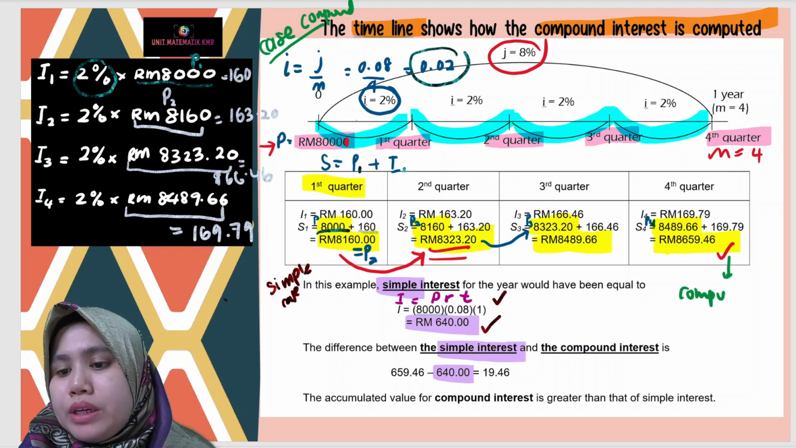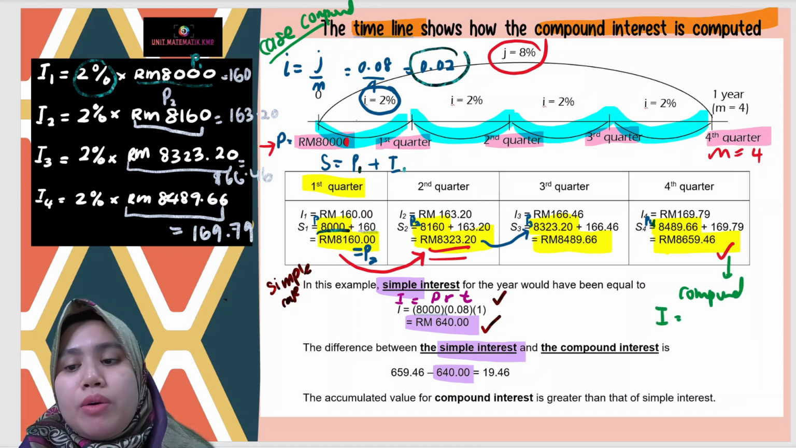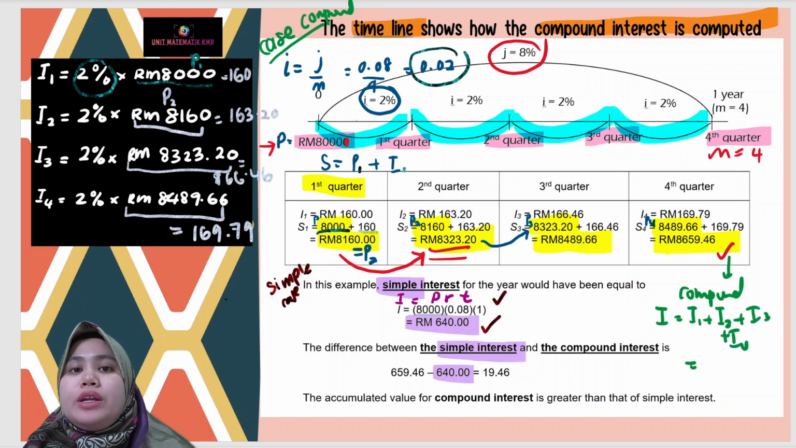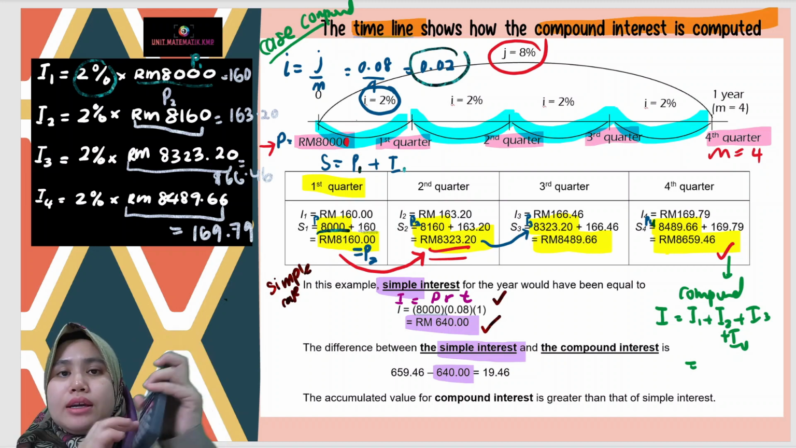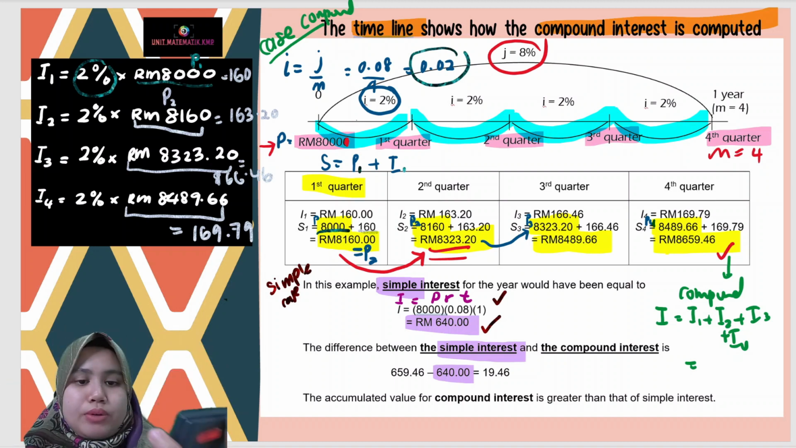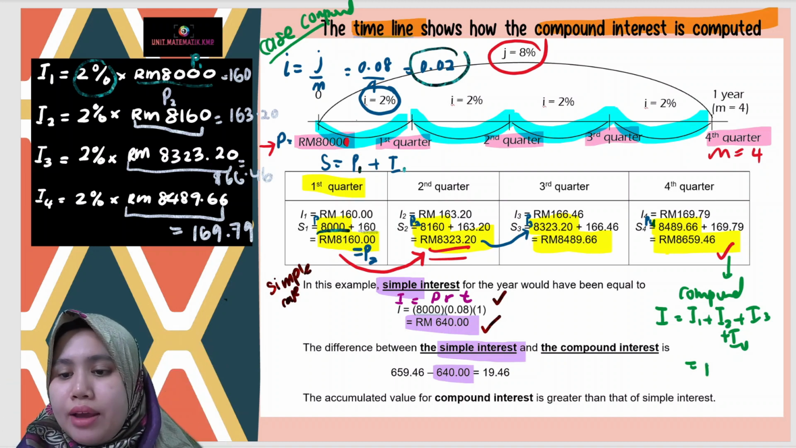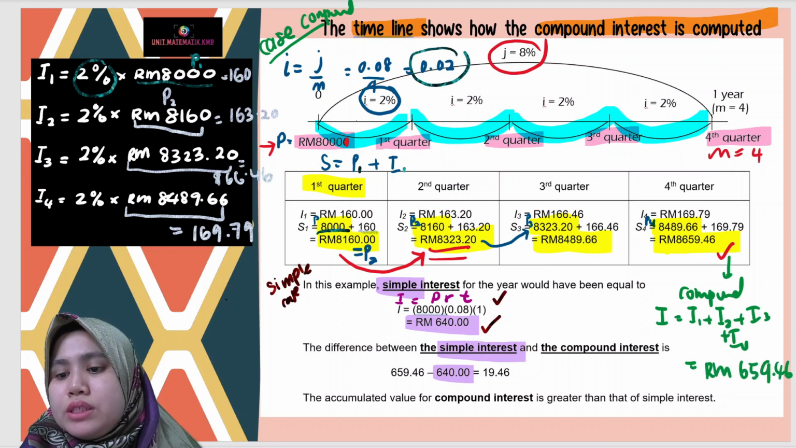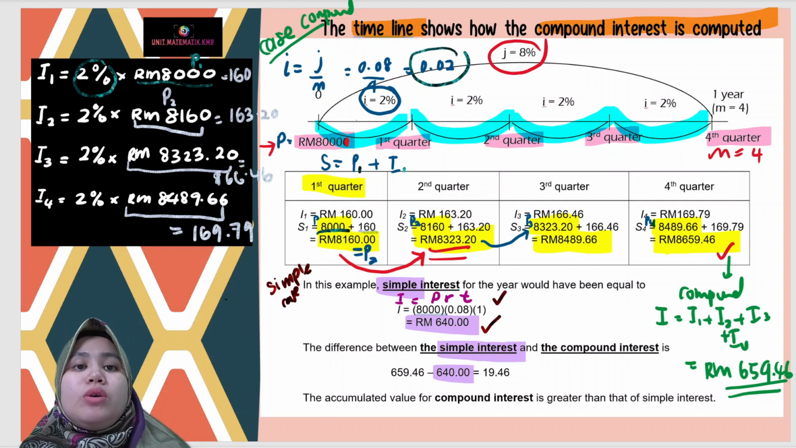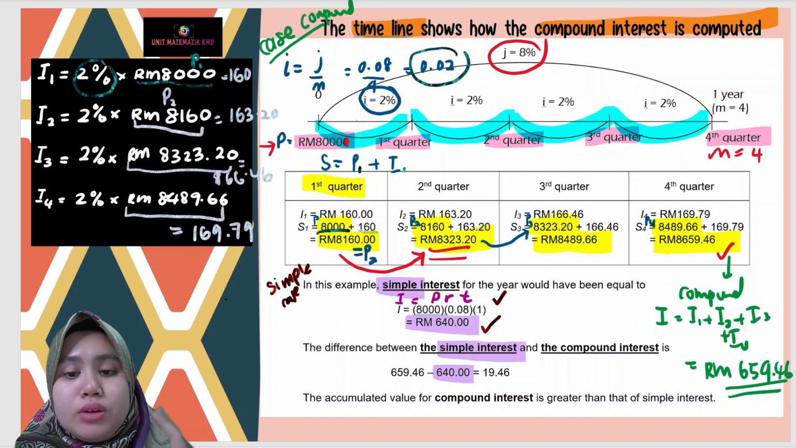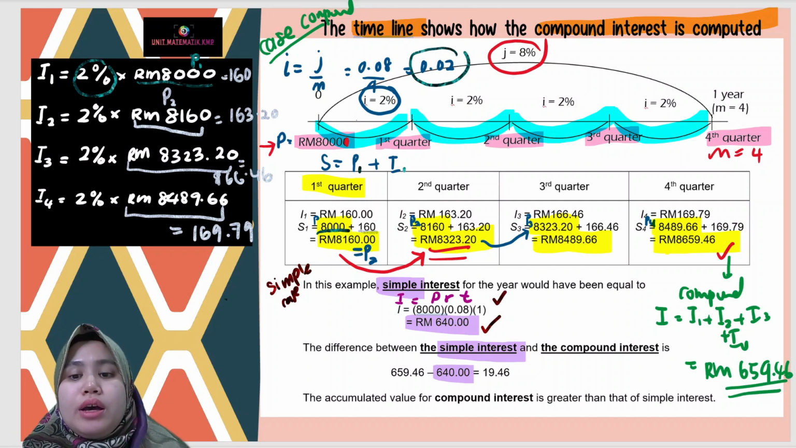For the compound case, your I compound is actually I1 plus I2 plus I3 plus I4. So please use your calculator. At the end, what do you get? You will have 659 ringgit 46 cents. That means that's the total interest that you gain. So that is for compound.